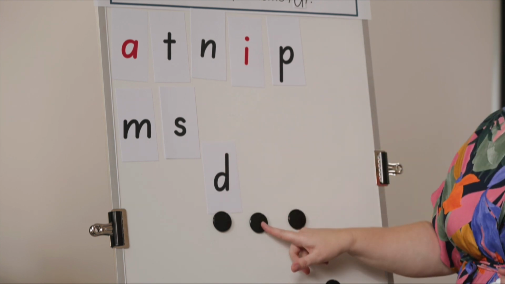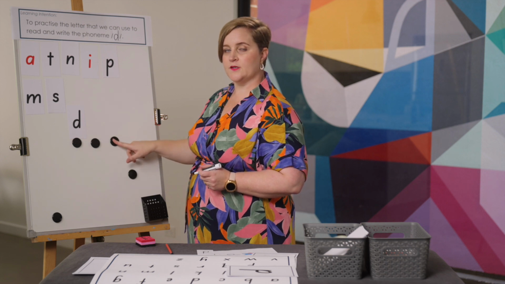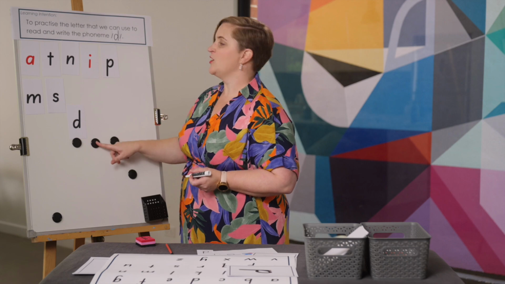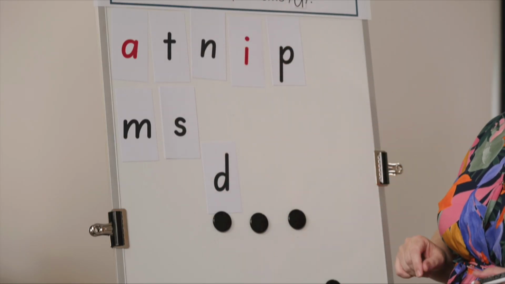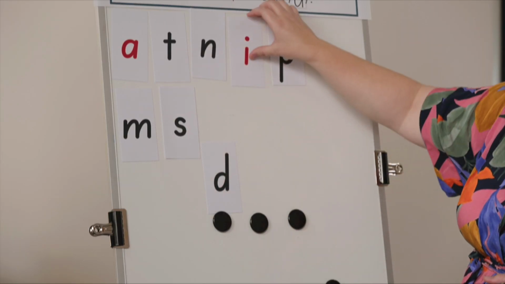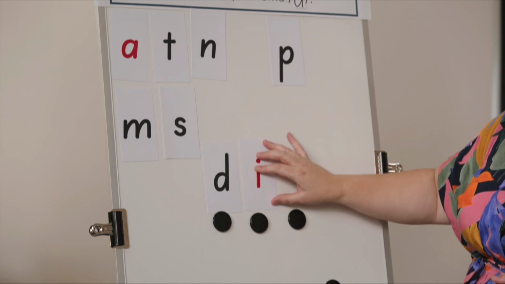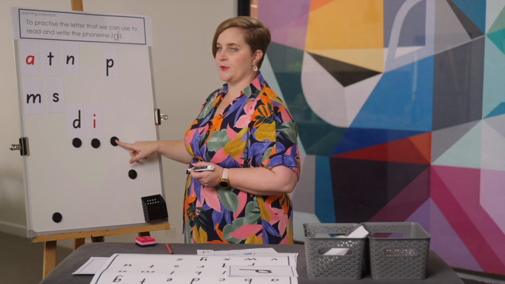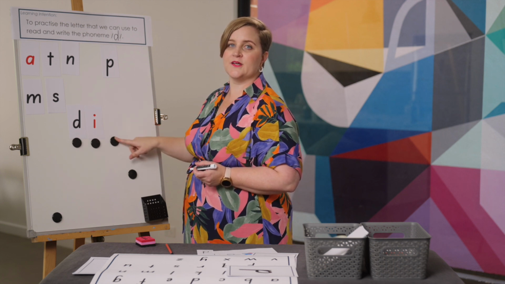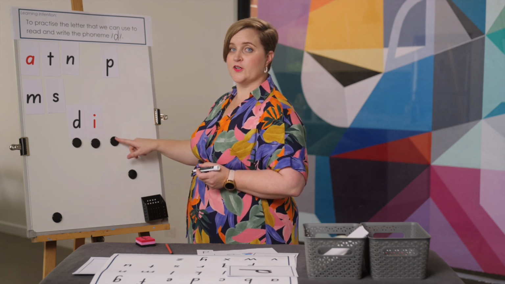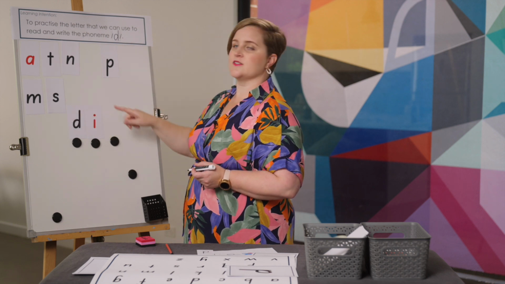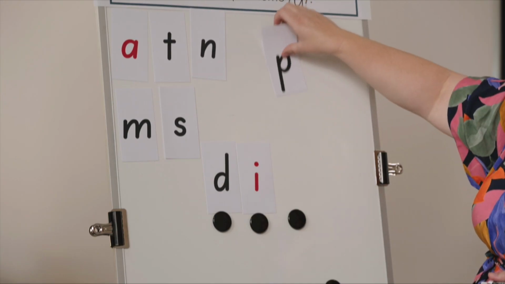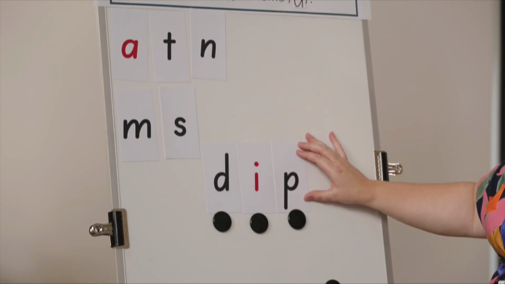What's the phoneme in the middle? D-i-p. I. That's right. Which letter do we use to write I? Yes, the letter I. Bring it down and say I. And our last phoneme, D-i-p. It's the P phoneme. Which letter do we use to spell P? Yes, the letter P. Bring the letter P down and say P.